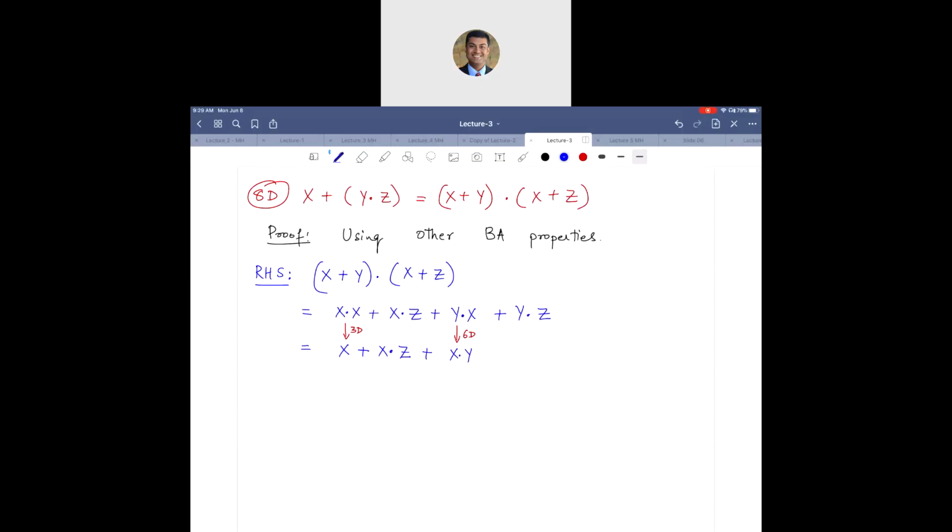And the last one stays as is. Next step is to notice that there is an X there, there is an X there, there is an X there. In the first three terms, there is an X, the binary variable X. So I can pull out that common term. I've got 1 or Z or Y, and Y and Z remains as is. This guy remains as is.